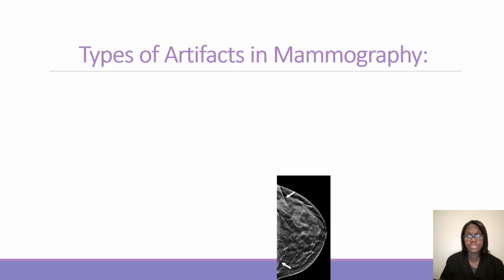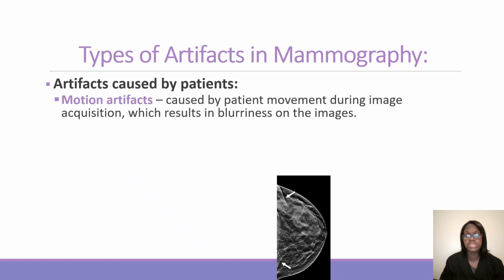So we do have different types of artifacts seen in mammography. We have the artifacts that are caused by patients, which is motion artifacts. This is caused by patient movement during image acquisition, which results in blurriness on the images. I have seen a lot of patient motion artifacts, and this often occurs whenever patients aren't able to follow the breathing instructions properly. Sometimes they may move in between, or they may move before it's done.